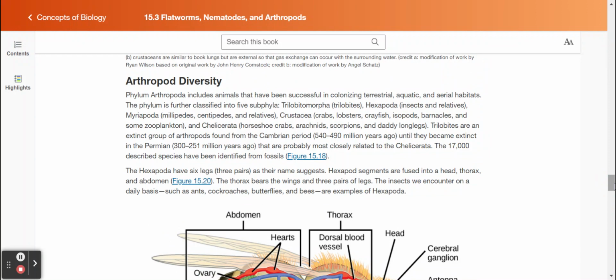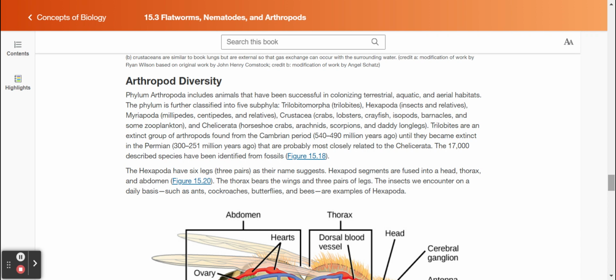Arthropod diversity. Phylum Arthropoda includes animals that have been successful in colonizing terrestrial, aquatic, and aerial habitats. The phylum is further classified into 5 subphyla: the trilobites, the insects and relatives, the millipedes, centipedes, and relatives, the crabs, lobsters, crayfish, isopods, barnacles, and some zooplankton, and the horseshoe crabs, arachnids, scorpions, and daddy longlegs.